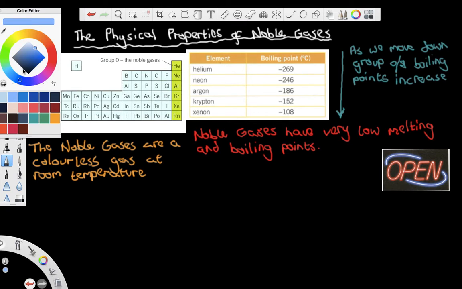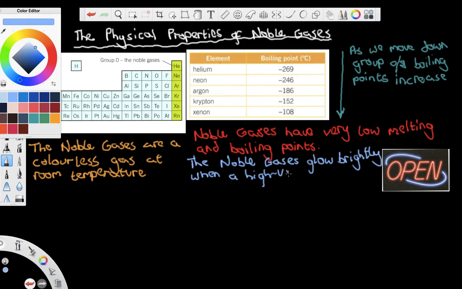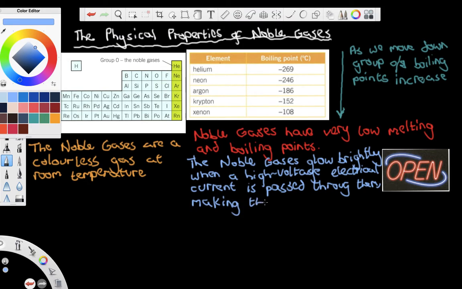So we can say that the noble gases glow brightly when a high voltage electrical current is passed through them, making them useful as shop signs.